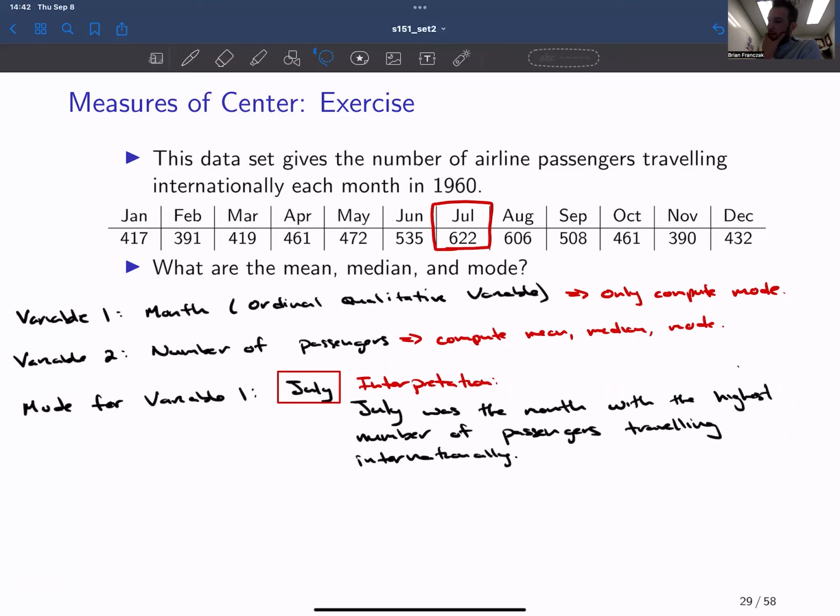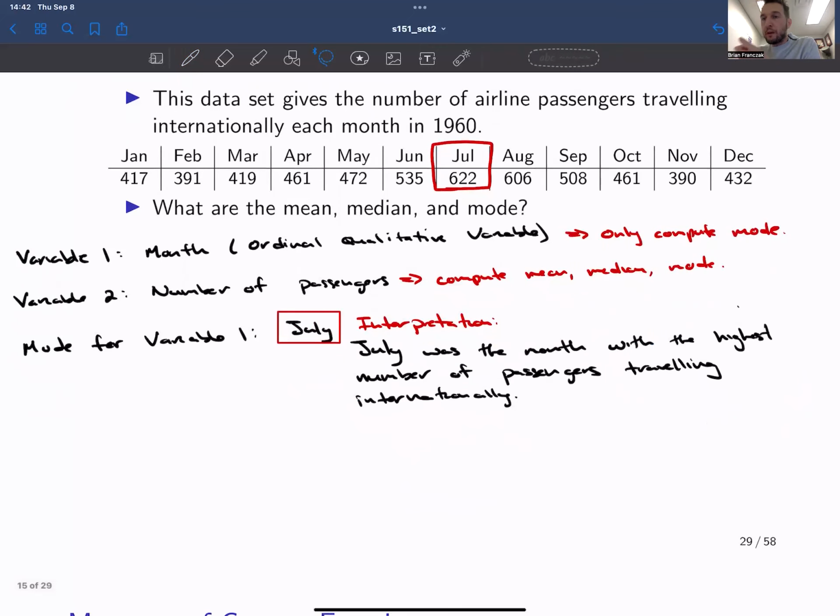Okay, so for qualitative variables, we're only able to find the mode. We cannot compute a median or a mean for a qualitative variable. And in this case, the qualitative mode is simply the month that appears most often, or the month that had the most number of people traveling in it within the context of this problem. Okay, so now for variable 2, we can compute all 3 values.